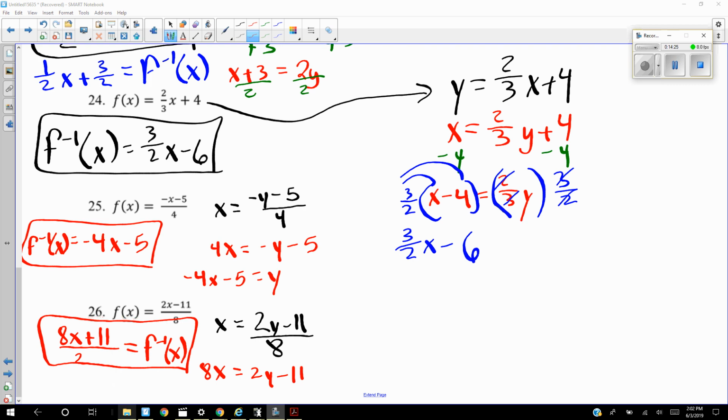And then there's the last couple answers. I skipped kind of the initial step there, but it's pretty basic algebra as you go through finding the inverse.